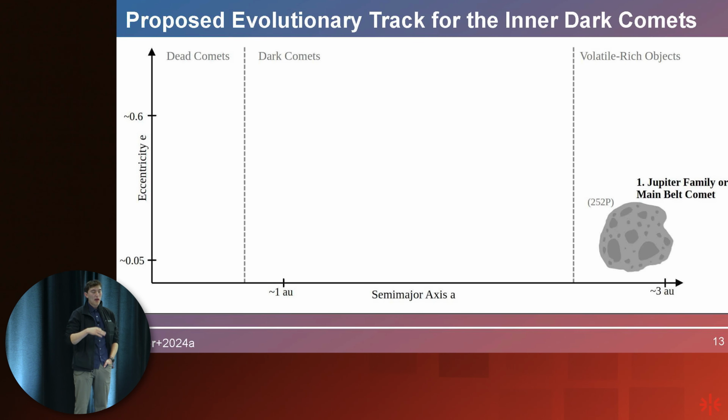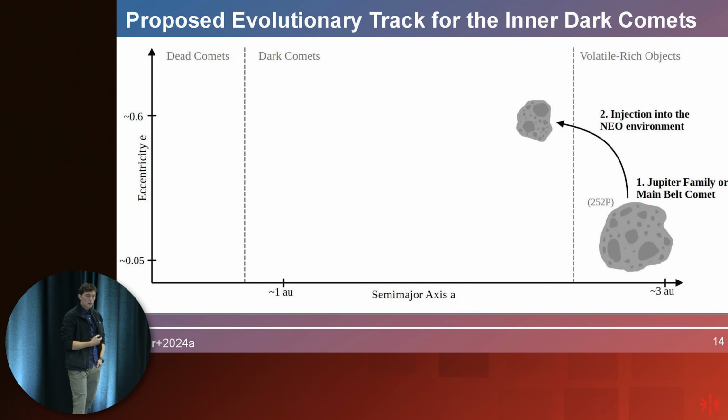Now, based on all this, we can then start to suggest an evolutionary track for these dark comets, in particular for the inner dark comets. The outer dark comets are much easier. You just kick a Jupiter family comet in, but these are quite interesting. So I'll go through this in time. We start with a Jupiter family or main belt comet with a semi-major axis of about 3 AU and a pretty low eccentricity. It then gets kicked into the near-Earth environment.